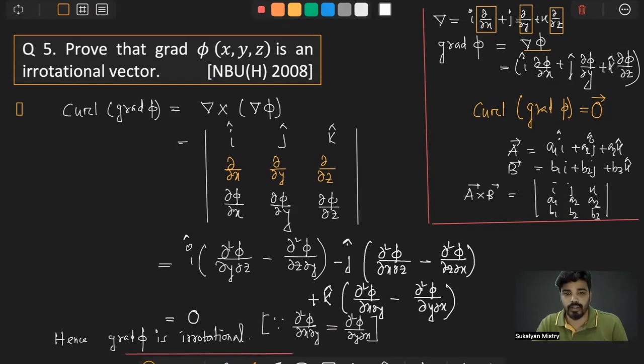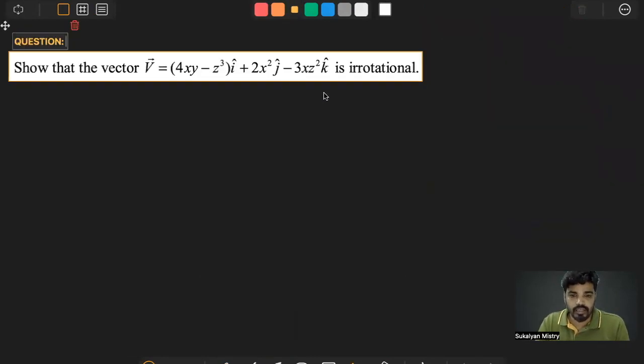So next example. This question was asked in the North Bengal University Honors Exam 2022. Show that the vector v is irrotational. That is, we have to show that curl v is equal to 0. So what is our target? We have to show that curl v, where v is given, that means del cross v.